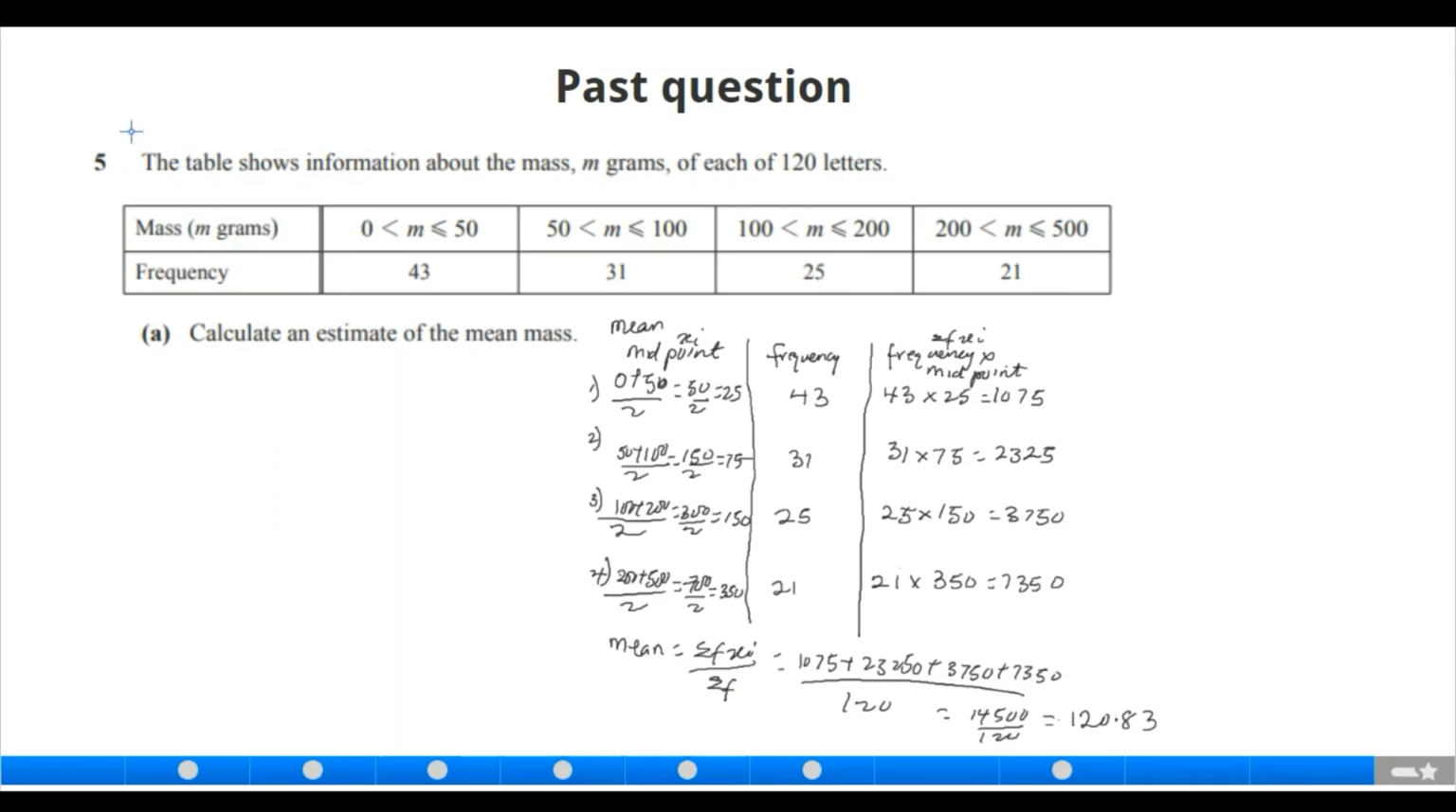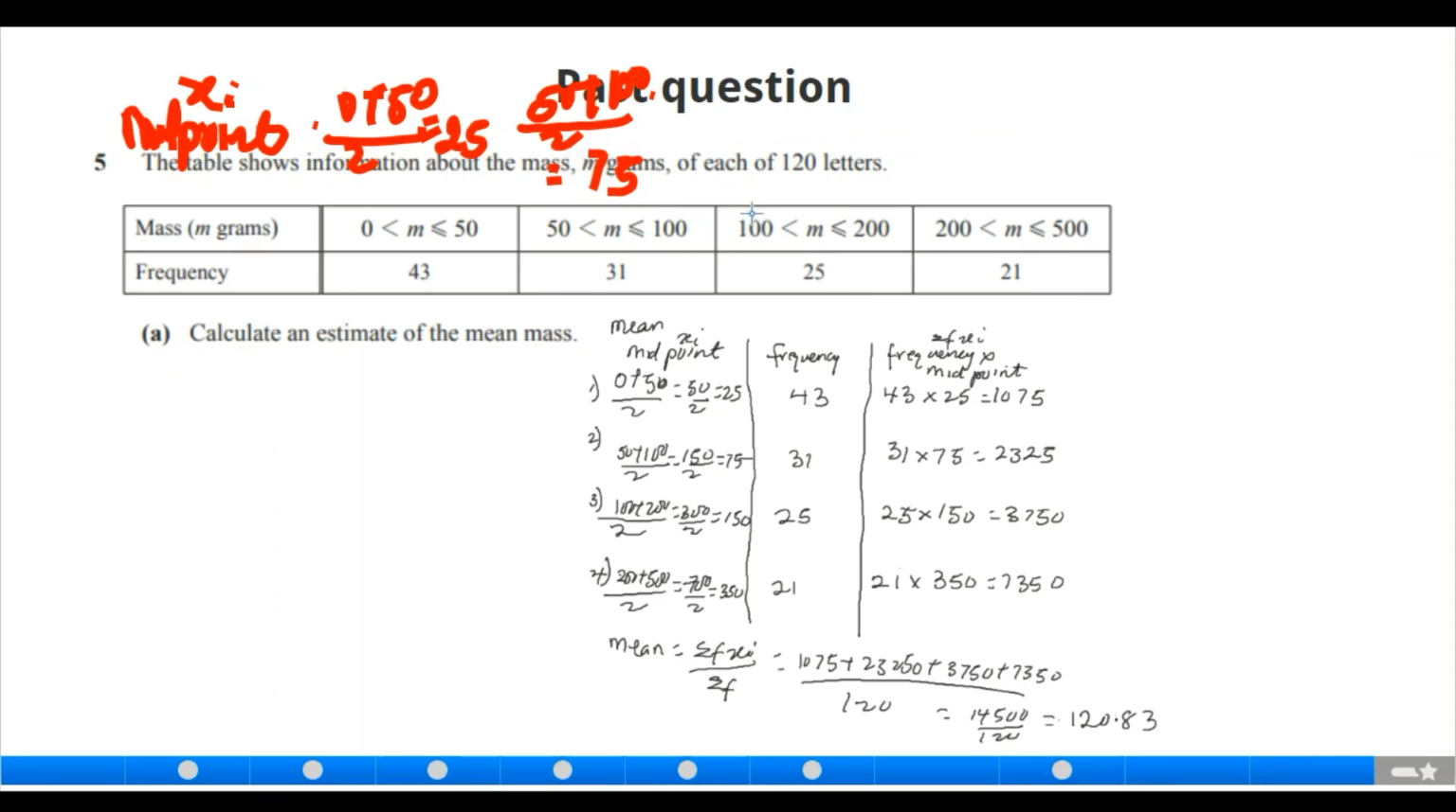So the very first thing we have to do is find the midpoint, or we call it mean interval, which is going to be our xi. Okay, so we have 0 plus 50 divided by 2. That is 50 divided by 2, which is 25. That is the first one for the midpoint. Now the second one is 50 plus 100 divided by 2. That is 150, right? 150 divided by 2 will give us what? That should give us 75.